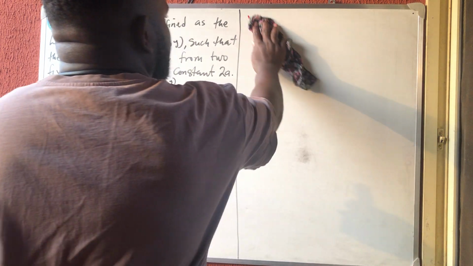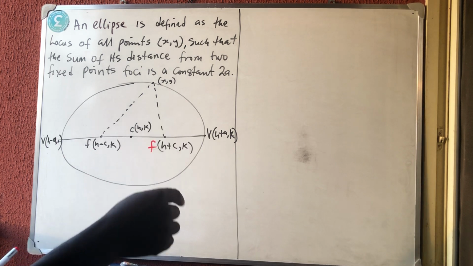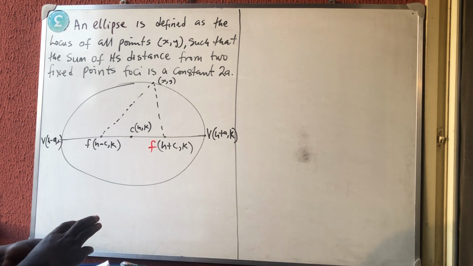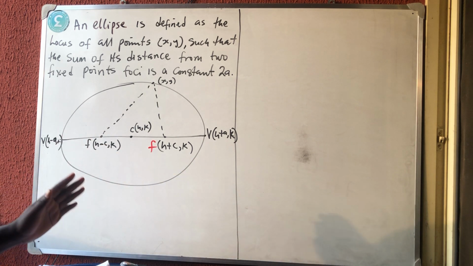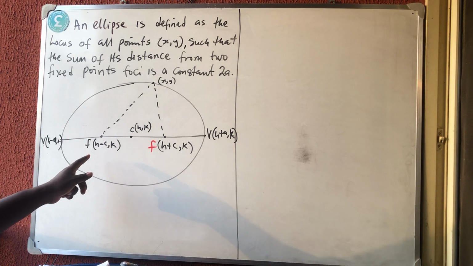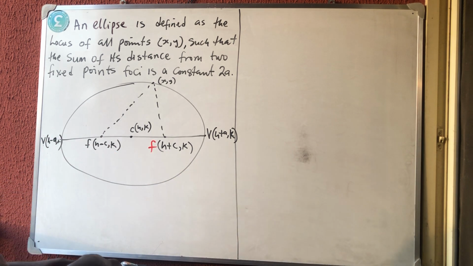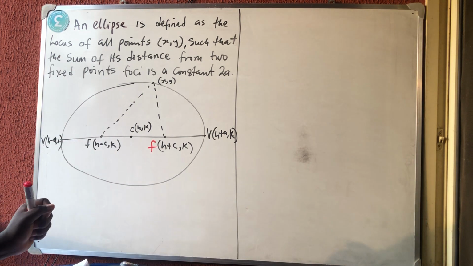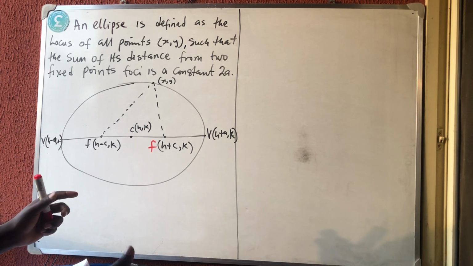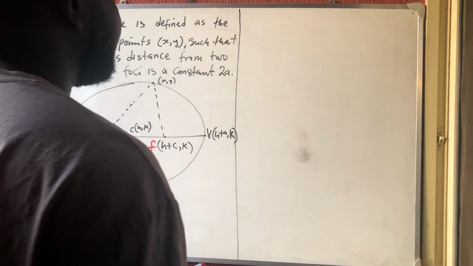Now for the focus, or the foci, I'm adding the c there. So are you getting it? For the foci, you are adding or subtracting c to the side of x, because it is facing x. So you say h minus c for the left hand side, comma k, and h plus c for the other side. Now in this video we are to derive the equation of an ellipse. If we derive the equation of an ellipse, I'll give you the formula, so that in the next video we'll start solving calculations.